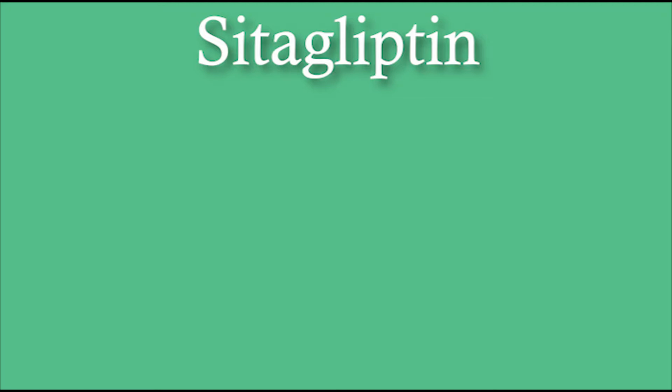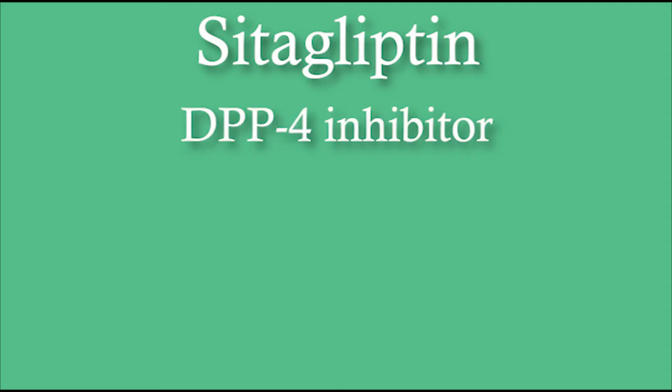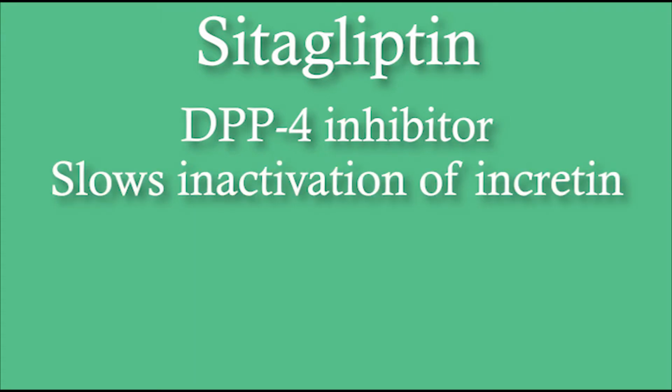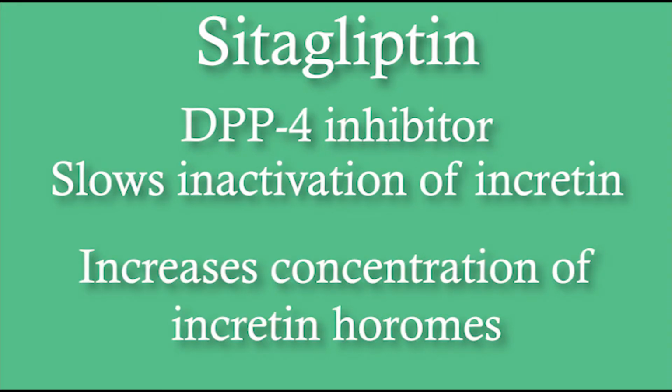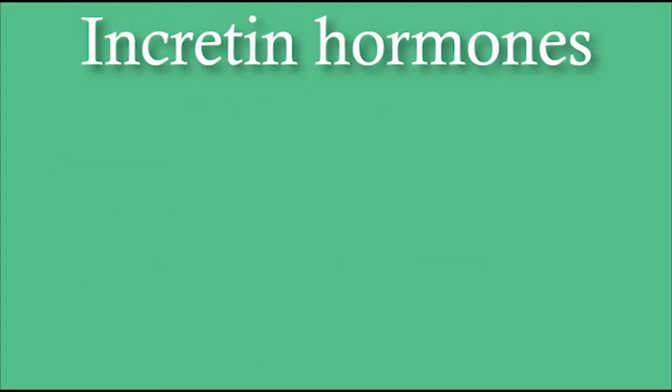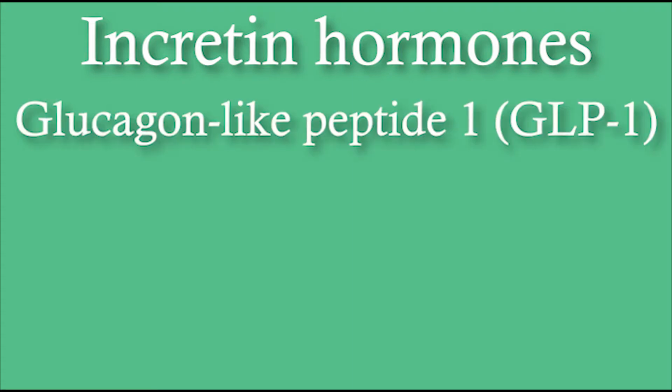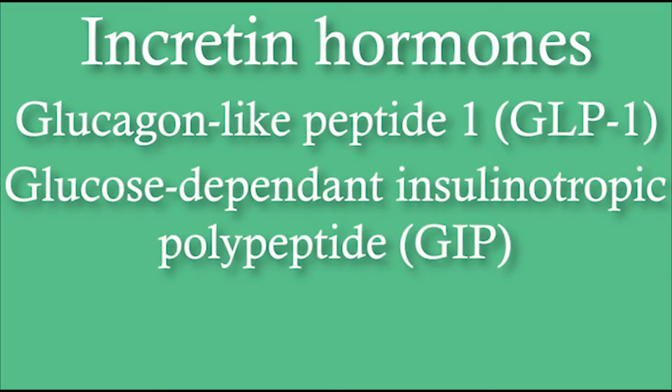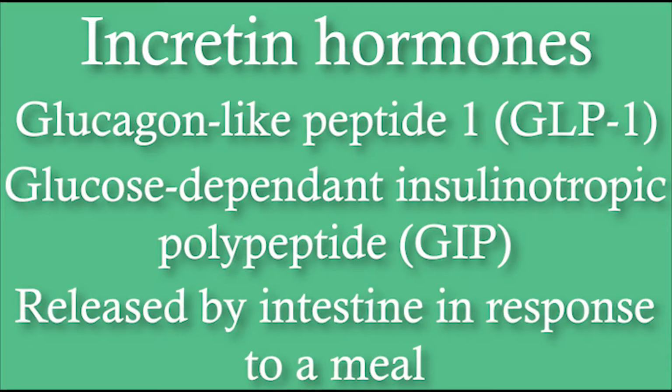Sitagliptin is a highly selective DPP-4 inhibitor, which exerts its actions in patients with type 2 diabetes by slowing the inactivation of incretin hormones. This increases the concentration and prolongs the action of these hormones. Incretin hormones, including glucagon-like peptide 1 and glucagon-dependent insulinotropic polypeptide, are released by the intestine throughout the day, and levels are increased in response to a meal.